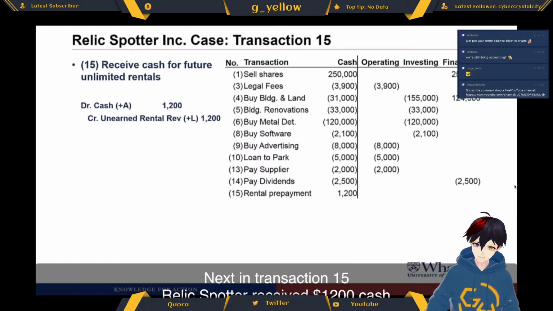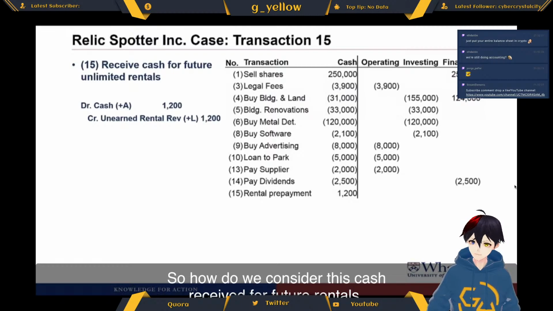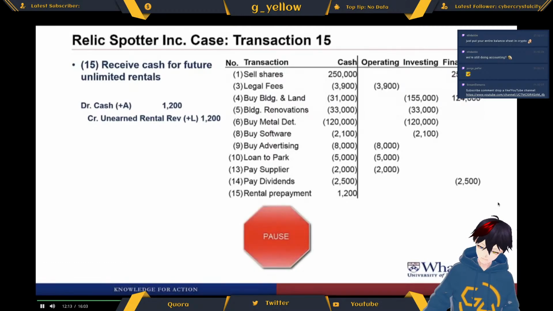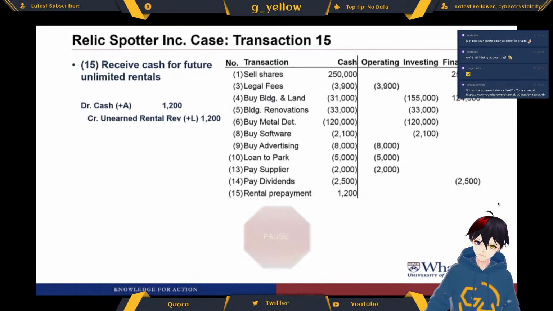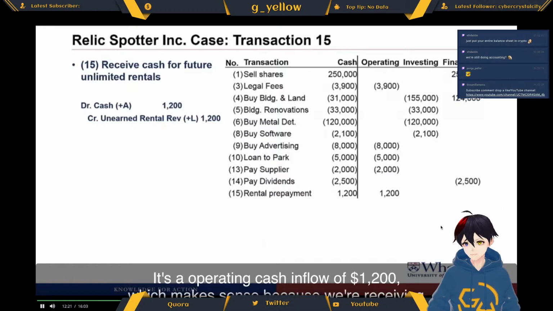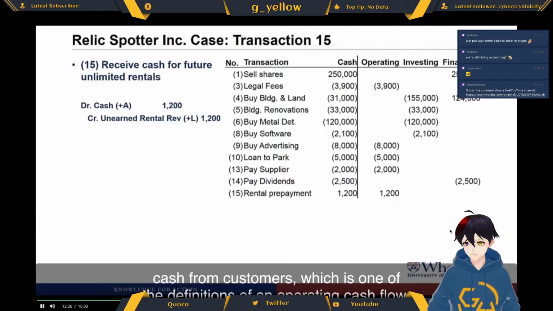Next, transaction 15, Relic Spotter received $1,200 cash from the Penn Antiquities Club for future unlimited rentals. So how do we consider this cash received for future rentals, operating, investing, or financing? Sounds like investing. The answer here is operating. It's an operating cash inflow of $1,200, which makes sense because we're receiving cash from customers, which is one of the definitions of an operating cash flow.